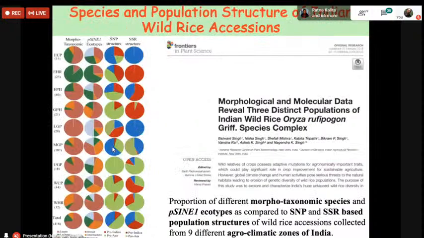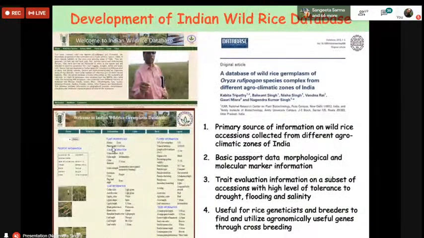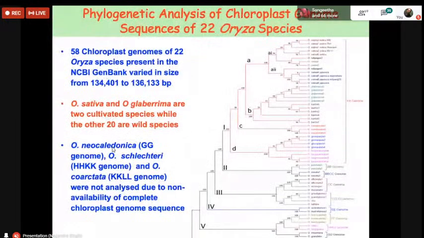And then we have done detailed characterization, based on morphological taxonomic traits, then Psi-sign 1 ecotype markers, then SNP structure, SSR structure. We have characterized them in different ways. We found that at the molecular level there are three subpopulations, that is pro-Indica, pro-Aus, and mid-Gangetic. So I'm not going into detail. These things have been published. A database has been developed. This has also been published.